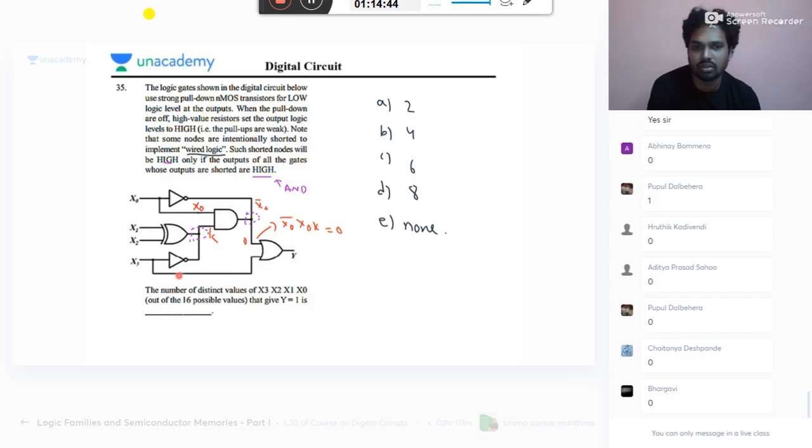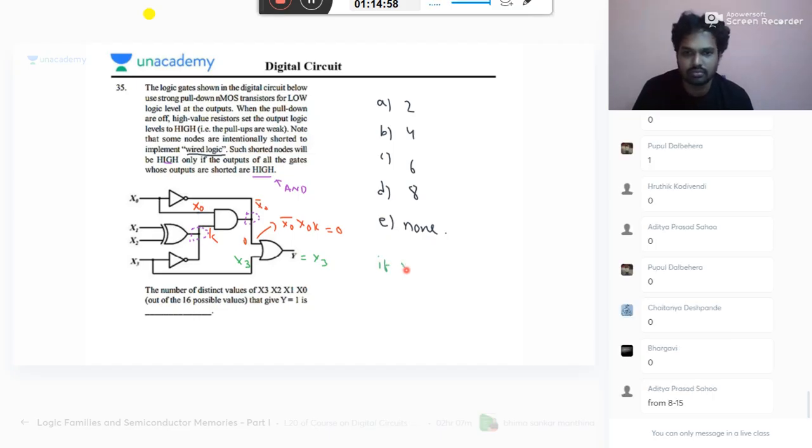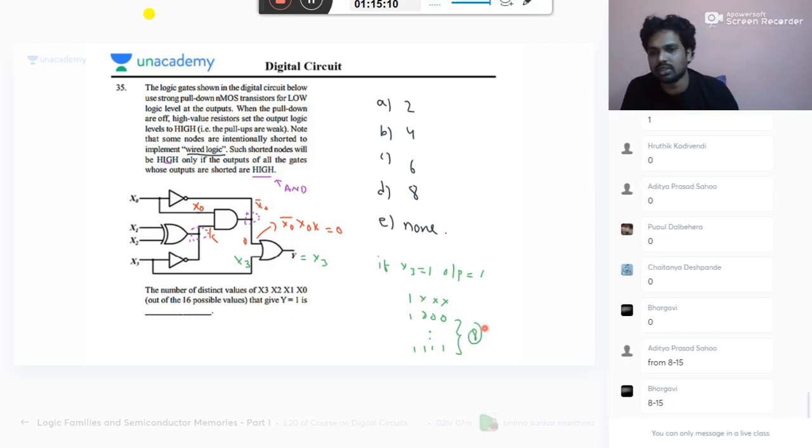Here, what do you have? x3. What is your y? x3. So, if x3 equals 1, output equals 1. So that is 1 followed by all cases, 1000 to all ones. That is 8 possibilities, yes, 8 to 15. Total how many combinations will it give? 8.